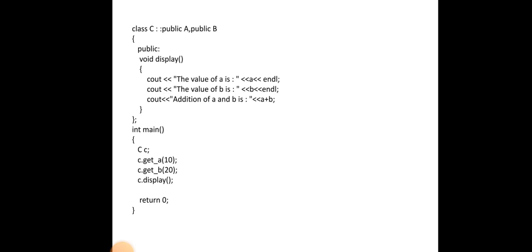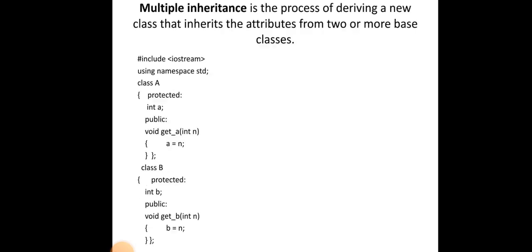Inside class C derived class, we have a void display function. Through this display function, we are able to display the value of A, B and added value of A plus B. In main function, we created an object for last derived class, that is class C. C is the object. Using this object, we can get data of A and B, and we are able to display the value of A and B under display function. This is how multiple inheritance works.